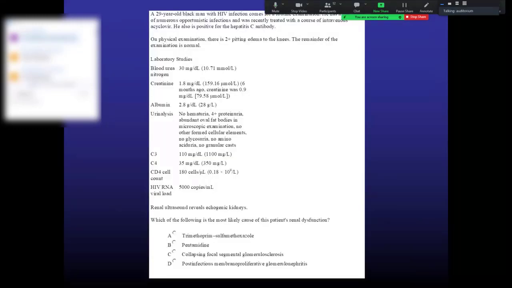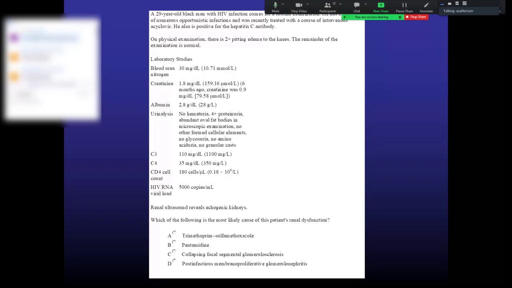So here's another question. This is one that you might see on your board exam. A 29-year-old gentleman with HIV comes to clinic, has had numerous opportunistic infections, was recently treated with a course of IV acyclovir. He's also positive for Hep C. He has 2+ pitting edema to the knees, and the remainder of his exam is normal. His creatinine is elevated at 1.8. 6 months ago it was 0.9.